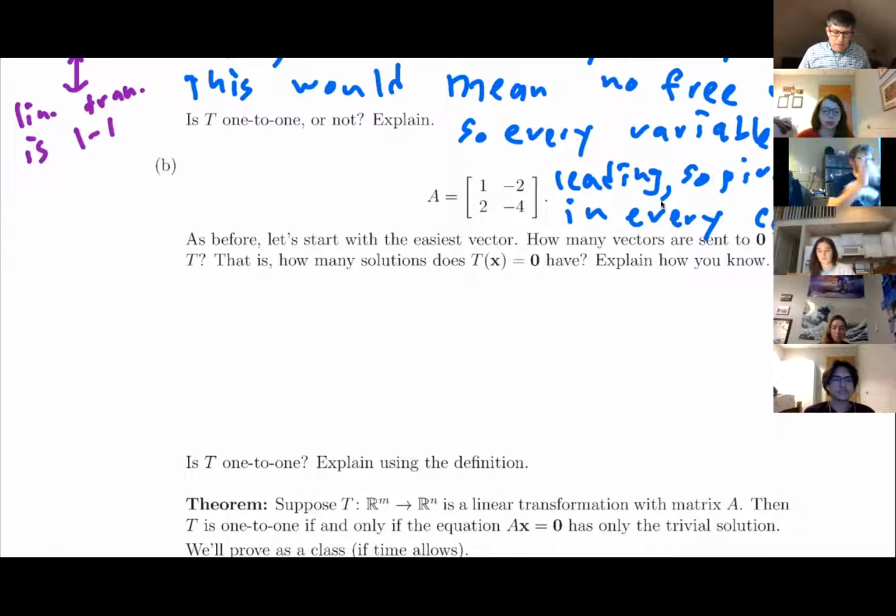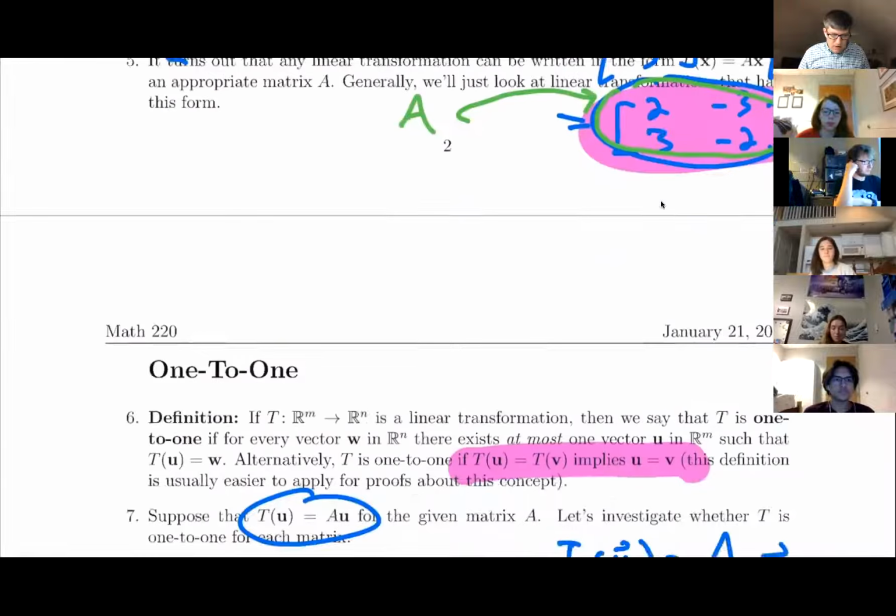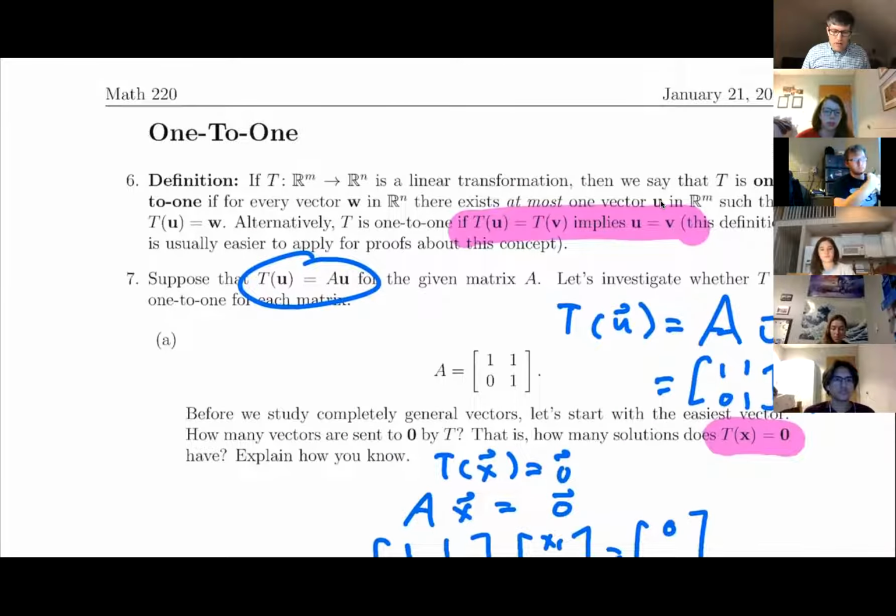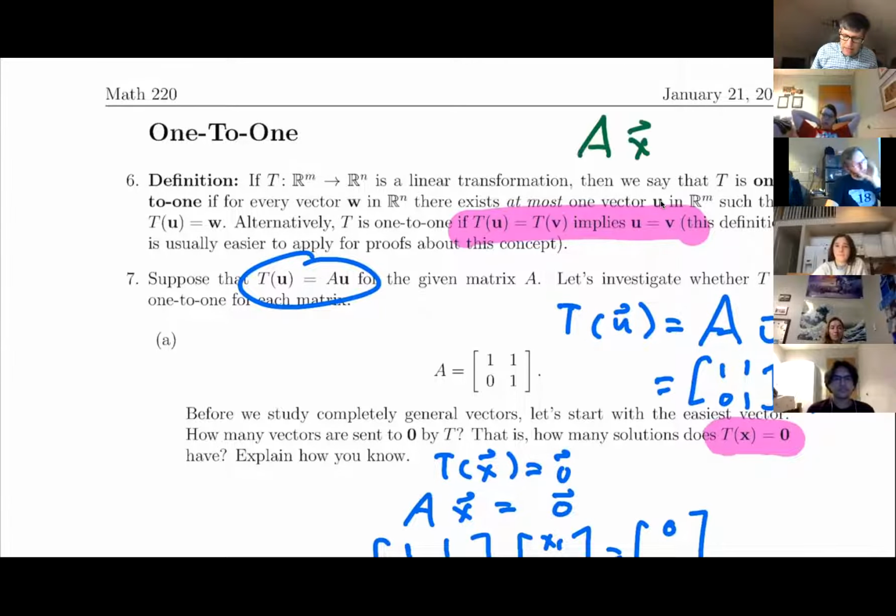Last time we talked about one-to-one. Remember that one-to-one is this idea that different inputs go to different outputs, right? So it's never possible to have two inputs going to the same output. Another way to say that is, if I'm looking at something like Ax = b, there's only one solution, or at most one solution.